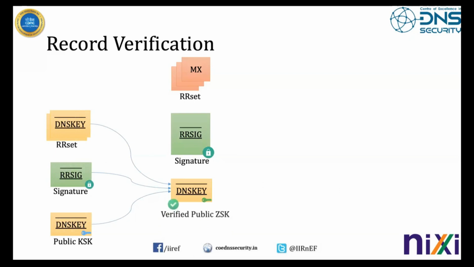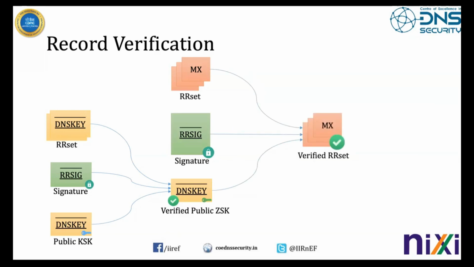And once my zone signing key is verified, then using this MX record RR set, RRSIG, and the verified public zone signing key, I can validate the RR set itself. So there are two levels of verification, that since my records have been signed by the zone signing key, first I should verify the zone signing key. And once the zone signing key has been verified, then I will verify the resource record. So two level validation. But remember, this is only within a zone.